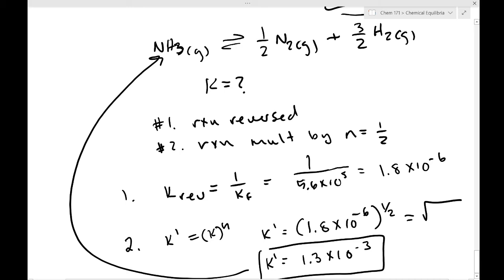So that's why it's so useful to know the connection between the equation and the equilibrium constant itself, simply because you can look up the equilibrium constant for one reaction and figure out exactly what the equilibrium constant should be for a related reaction.